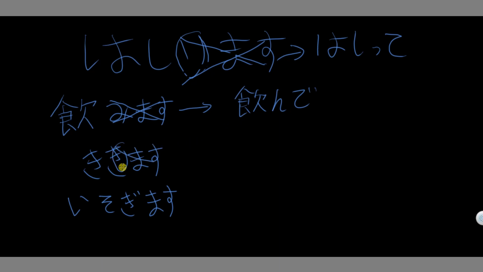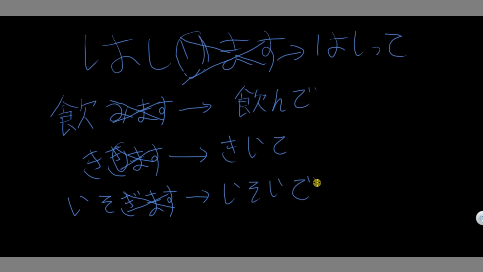Ki is in front of the mas, so we get rid of all of it, the ki and the mas. So it becomes kiite, kiite, and I'm sure you hear your sensei say this all the time, kiite kudasai. And the last one, isogimasu, take off the gi and the mas and you replace it with iso ide. You keep the iso there.